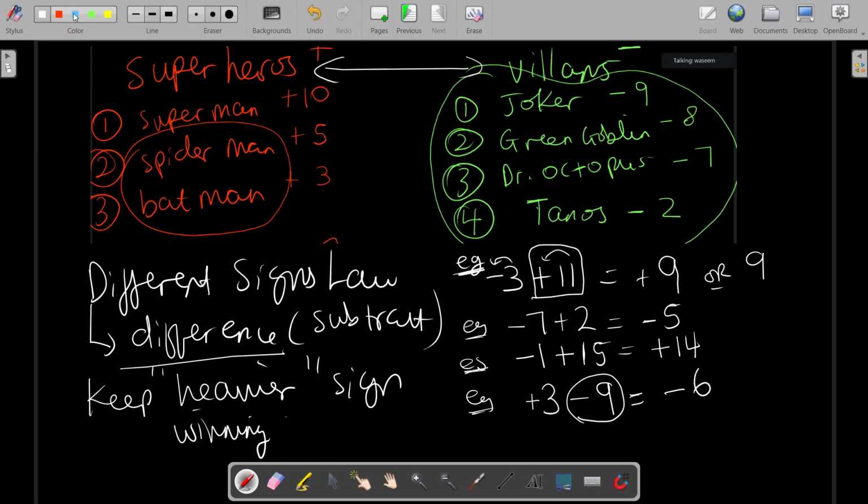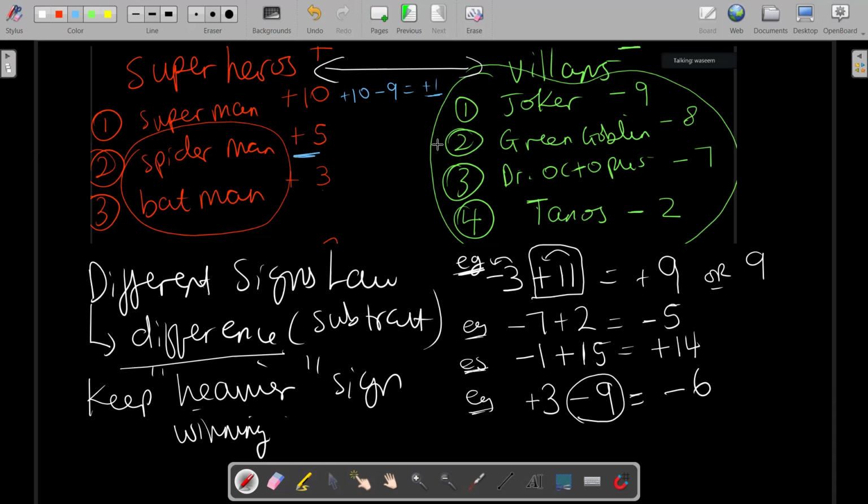I want to show you how you can read this to the example up here, right? So, you have the superheroes and the villains, right? If they go to fight now, Superman goes to fight Joker. 10 take away 9, right? Obviously, the answer is positive 1. Superman wins by 1 point, right?